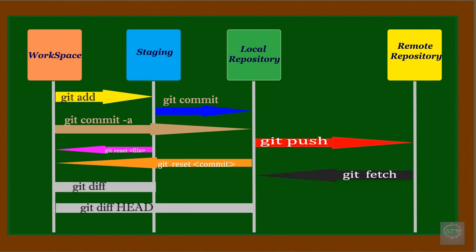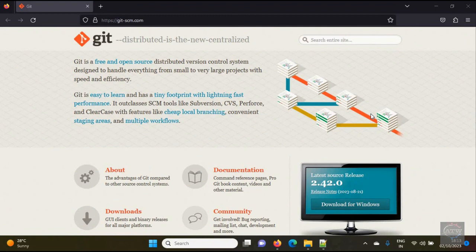Hello guys, good morning. So today we are going to see about Git. Git means what? It's a version control system. What is meant by version control system? To keep track of versioning, the systems are useful. Okay, so as simple as that.